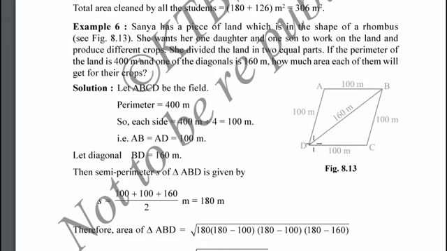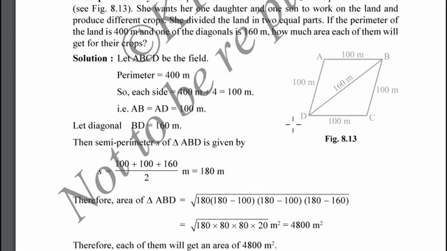Now let us calculate the area of triangle ABD, the area given to the daughter to grow the crops. We know the length of BD, we know the length of BA, we know the length of AD. So we can apply the Heron's formula to calculate the area of the triangle. For that we will calculate the semi-perimeter of this triangle. 100 meter plus 100 meter plus 160 meter divided by 2. We will get the semi-perimeter, which is equals to 180 meter.